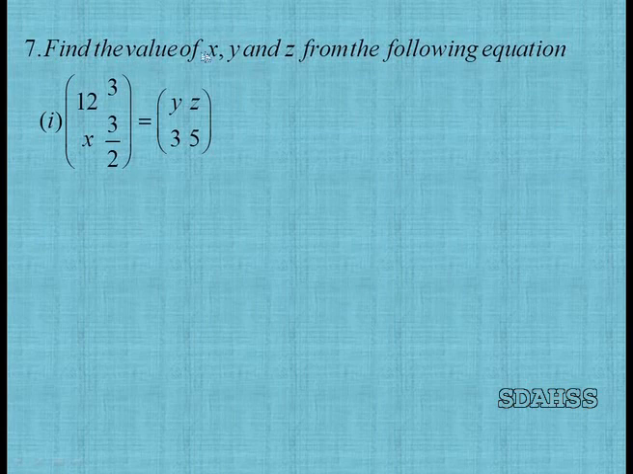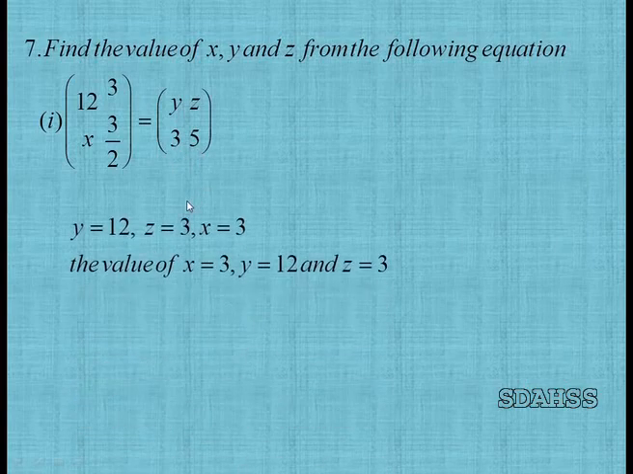Seventh sum. Find the value of x, y and z from the following equation. Subdivision 1. 12, 3, x, 3 by 2 is equal to y, z, 3, 5. Here we want to find the value of x, y and z. So for that, the given matrices are equal, so the corresponding elements are also equal.